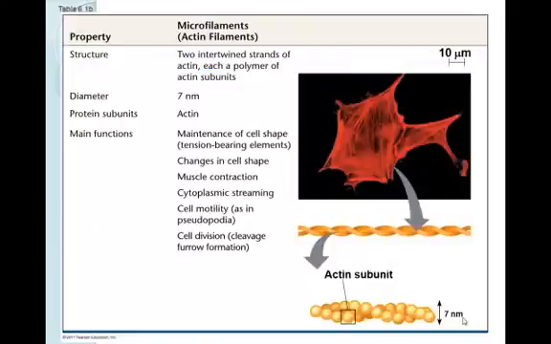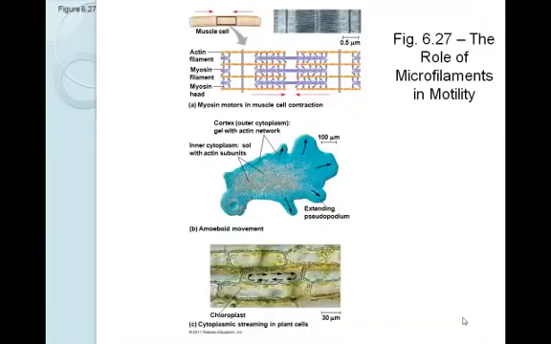Our second category of cytoskeleton are the microfilaments. Microfilaments are made of the protein actin. Actin subunits wind together to form a microfilament fiber. Microfilaments serve as tension-bearing structures and allow cells to change shape, participate in cytoplasmic streaming, cellular motility, and the cytokinesis stage of cell division. This diagram shows several examples of microfilaments in action.